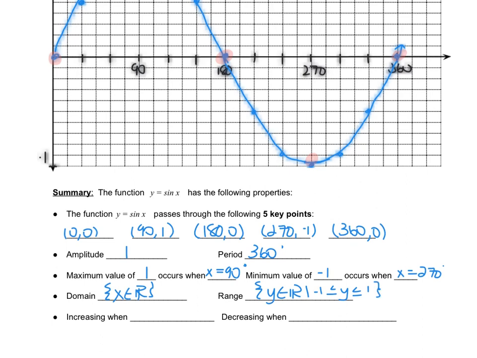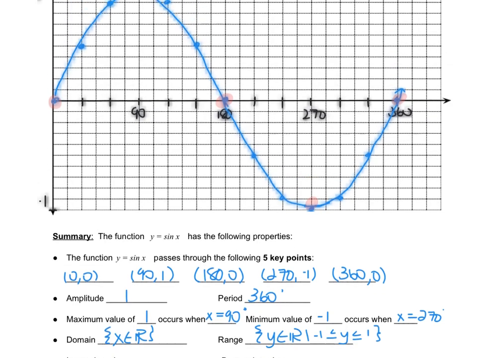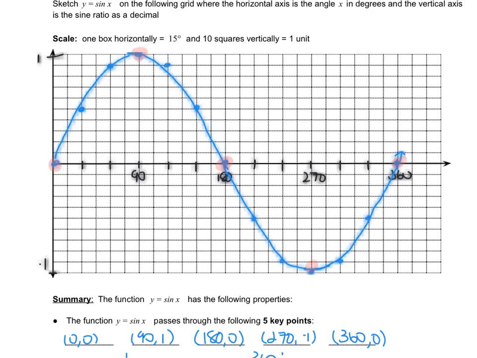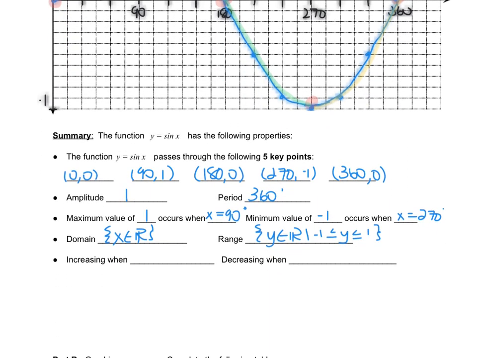And then in terms of increasing and decreasing, we want to read our function like a book from left to right. And if I do that, I can see from 0 to 90, my function is increasing. And then from 90 to 270, it is going down. And then from 270 to 360, it goes back up again. So I will jot that down. Increasing from 0 to 90, and then 270 to 360, and then 90 to 270 degrees, it is decreasing. And now that is our sine function.